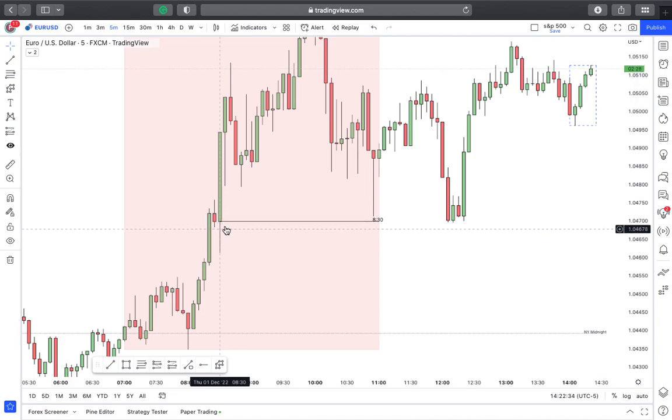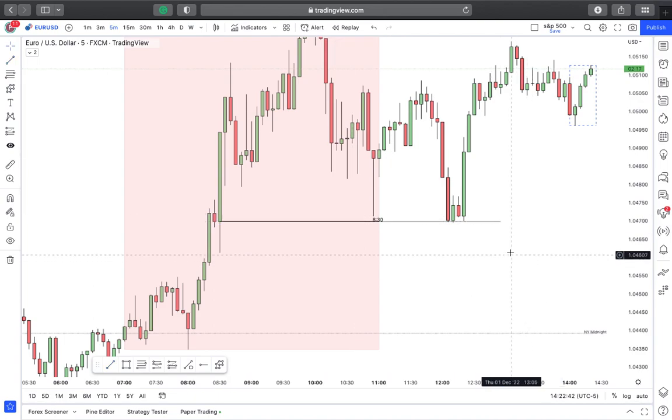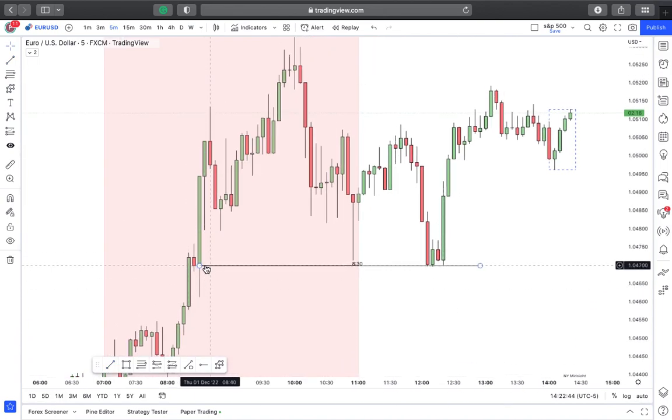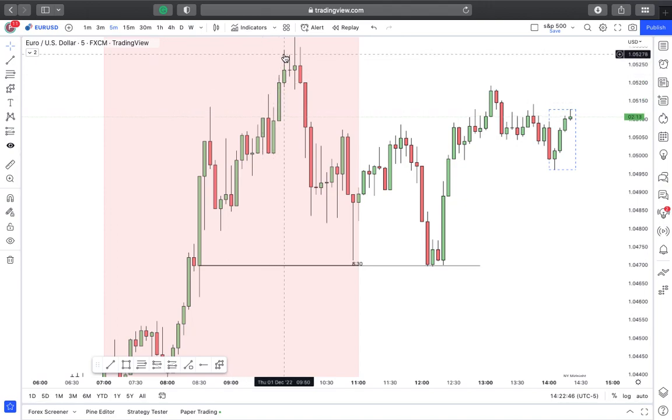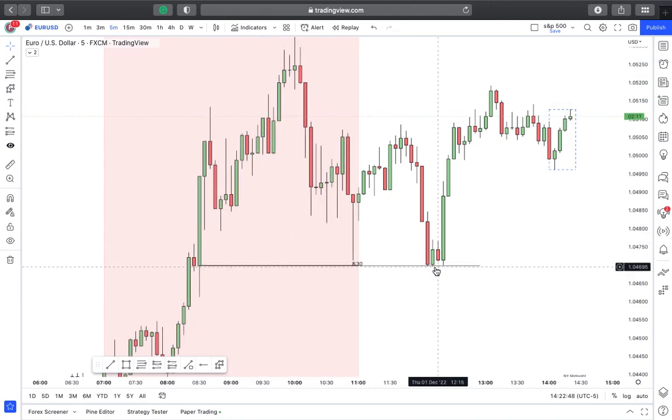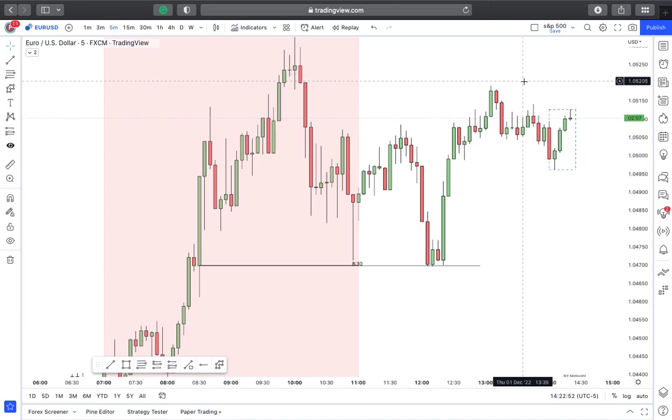With this indicator, it's going to mark itself, so you don't have to do it manually. Let me mark it for clarity. So you see, after this open, price moves upward and then exactly taps into the 8:30 line and then moves upward. It works every day, every pair.